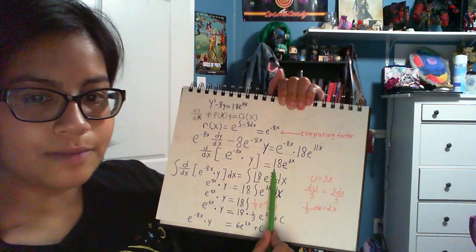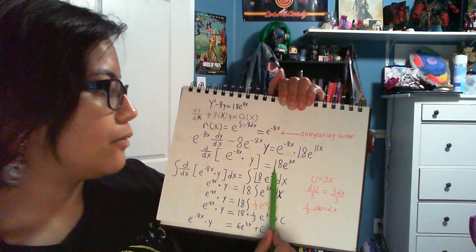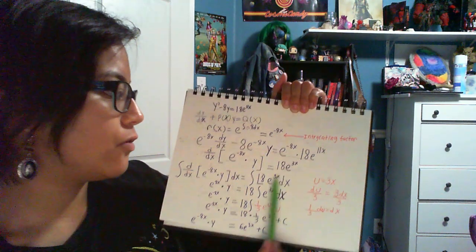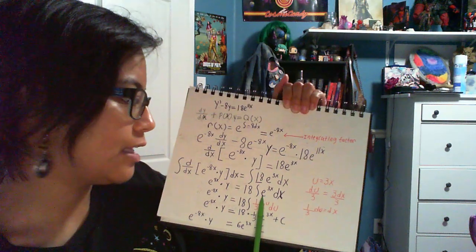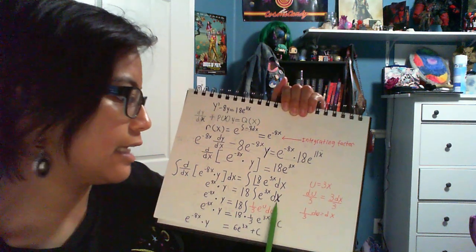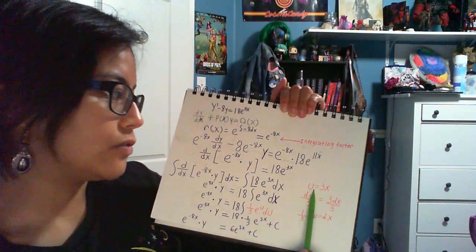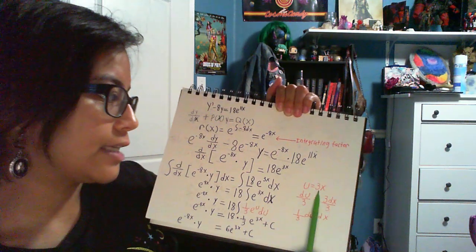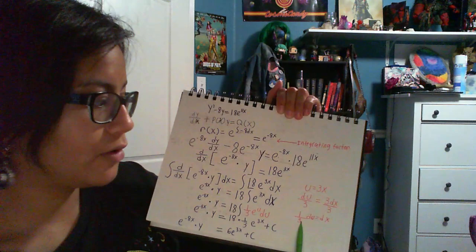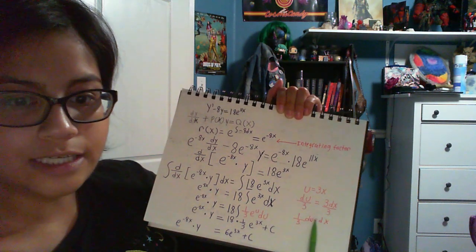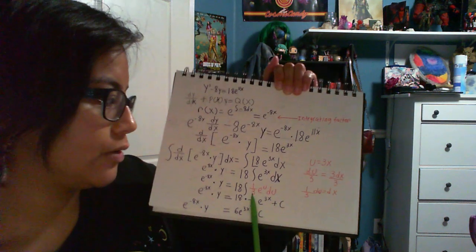But first, in order to make things a bit easier, I would factor out 18 from the integral and focus on finding the integral for e to the 3x dx. And I chose u to be 3x in order to make du equal 3 dx, so 1/3 du equals dx, in order to get this equation here.